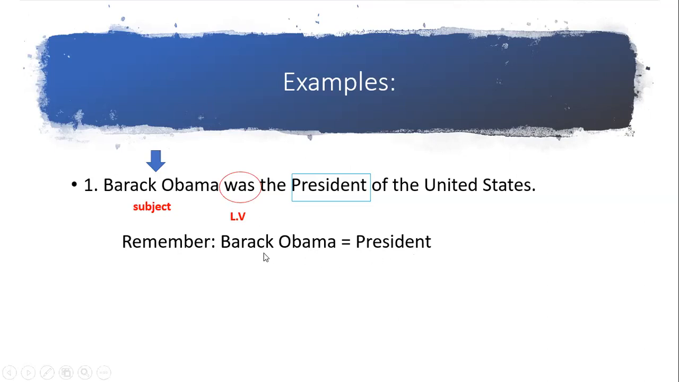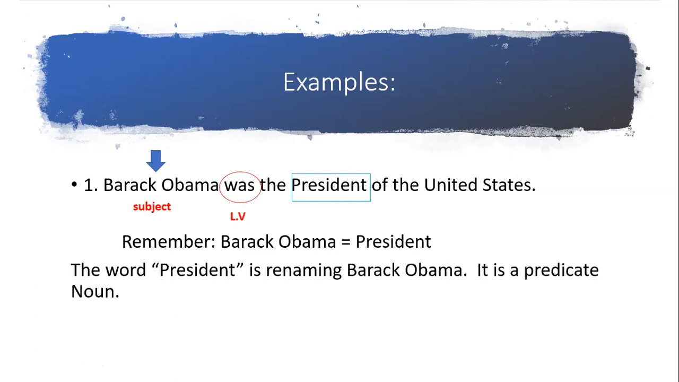So yes, Barack Obama, he was a president. So president is a word that is used to rename Barack Obama. So in this sentence, was is acting as a linking verb. Okay? Are you guys with me? Perfect. So the word president is renaming Barack Obama, and because it is renaming, it is a predicate noun. Okay? Perfect.